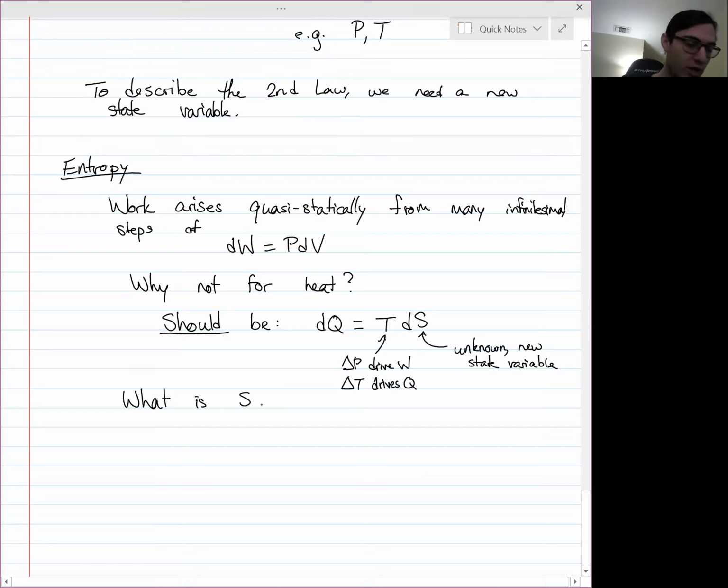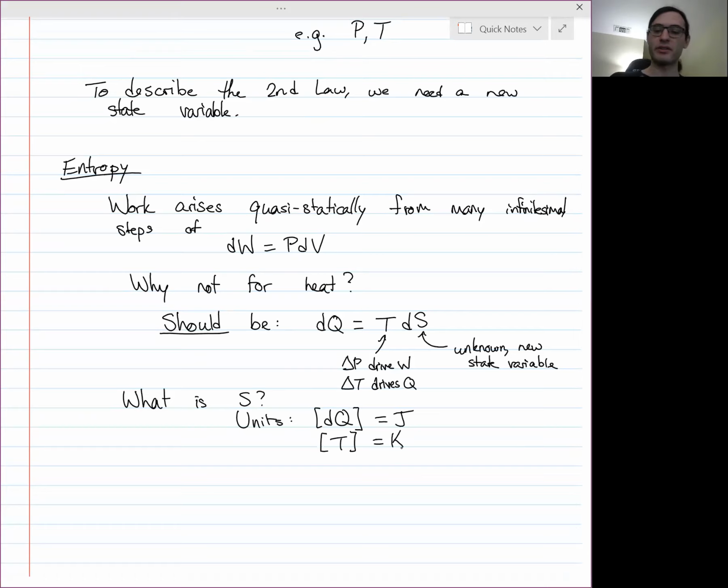So what is S? Well, at least the units of dQ, this is a small amount of heat transferred, is in joules. The units of temperature is in Kelvin. So that implies that the units of S is joules per Kelvin. And so the question is what state variable is this? It's certainly not any of the state variables that we've run into yet. It's not number or number of moles. It's not internal energy, because that would be joules. It's not temperature, because that would be Kelvin. It's not volume, because it would be volume. It's not pressure, because it would be Pascal. So it's something new.